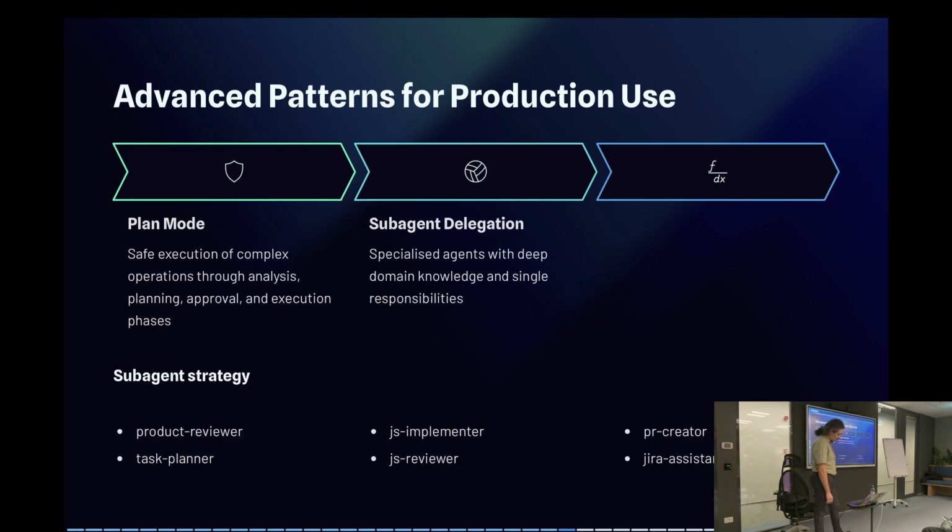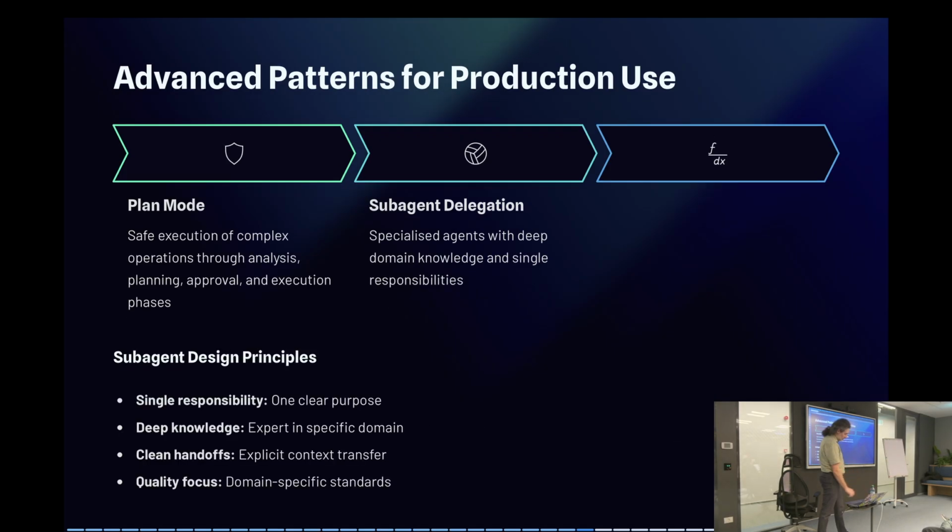Our sub-agent strategy breaks the task down into experts. The product reviewer validates product requirements, the task planner breaks down the technical task, the JS implementer creates production JavaScript code, the JS reviewer provides critical code quality assessment, and the PR creator handles professional GitHub PR creation. Each agent has deep domain knowledge in their specific area. And design principles are crucial. Single responsibility: one agent has a clear purpose, it has deep knowledge, it has a clean handoff structure, and focus on quality.